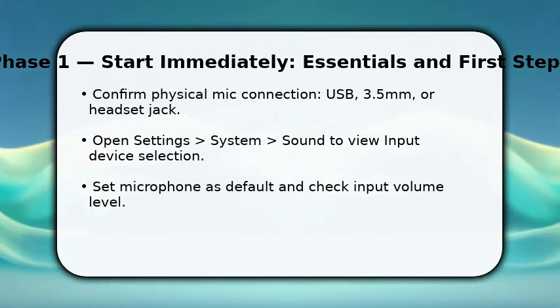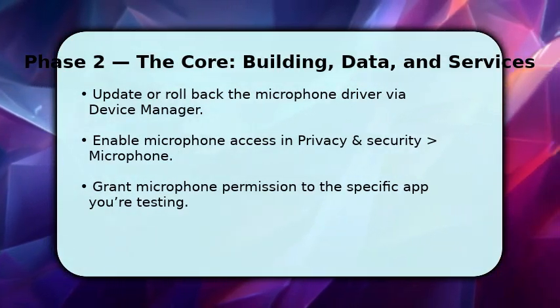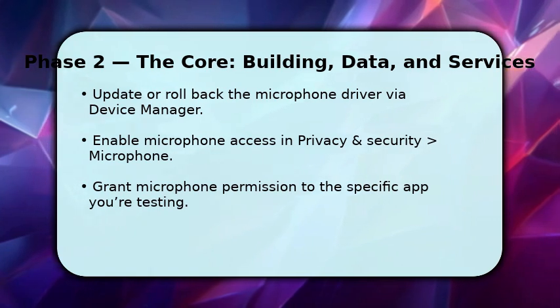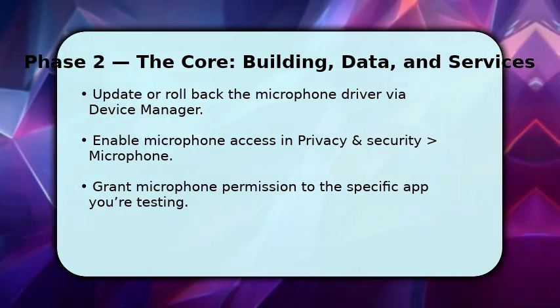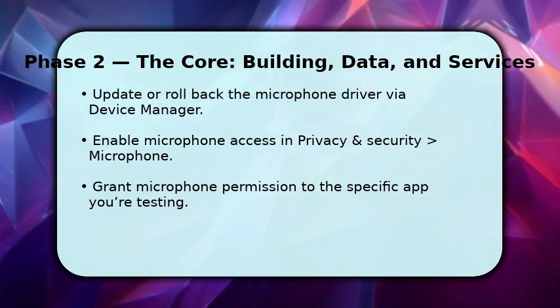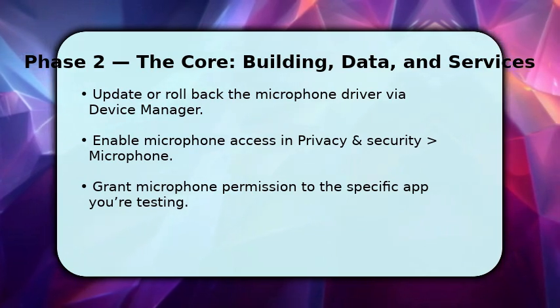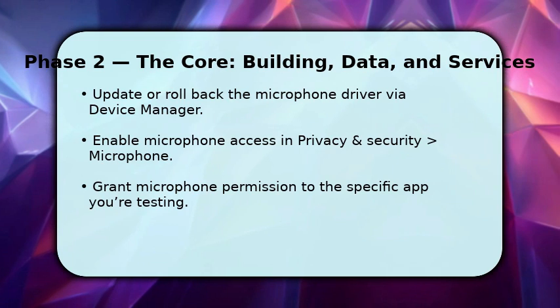Open Device Manager and expand audio inputs and outputs. Update the mic driver or roll it back if problems began after an update. Once drivers are current, go to Privacy and Security, select Microphone, and make sure microphone access for the device is on, plus the apps you need are allowed. That explains why apps can't hear you even when the device is fine.